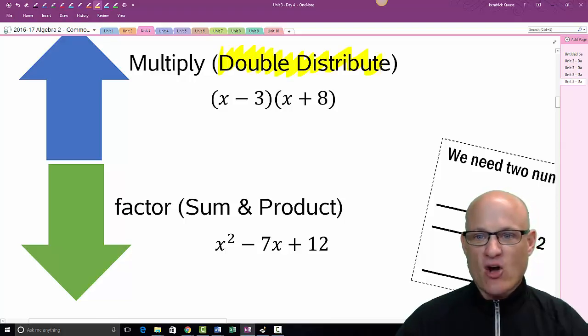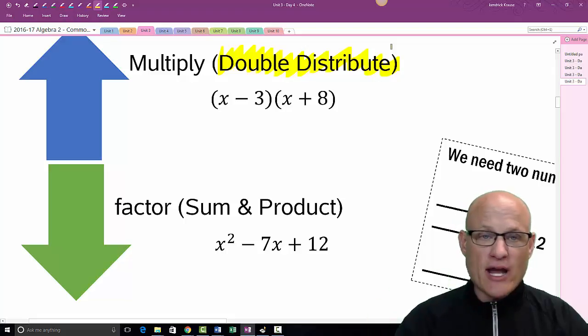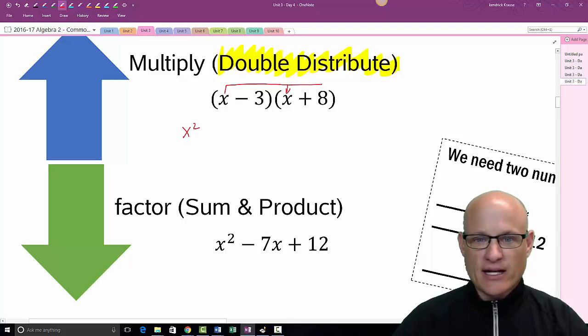Now, some of your teachers might call this FOIL. That's an old acronym. But whatever. We're going to double distribute. So we're going to multiply x times both of these. X times x, x squared. X times 8, plus 8x. Negative 3 times x, negative 3x. Negative 3 times 8, negative 24.